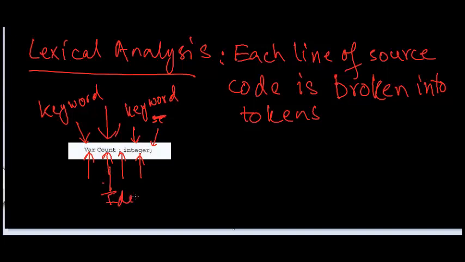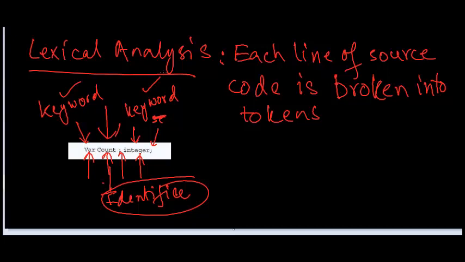This count is the name of a variable, right? So this is a different category of a token. These keywords are different categories because keywords have special meaning for the compiler, and these operators, these signs that we see here, the colon and semicolon, are a different category of tokens.